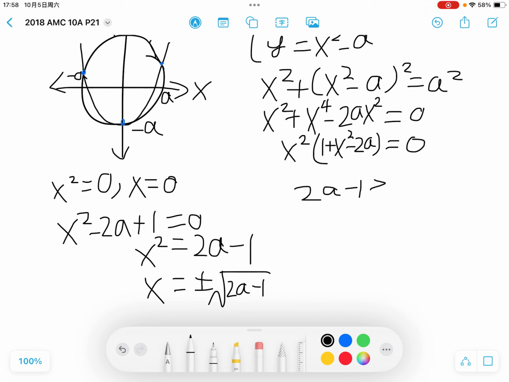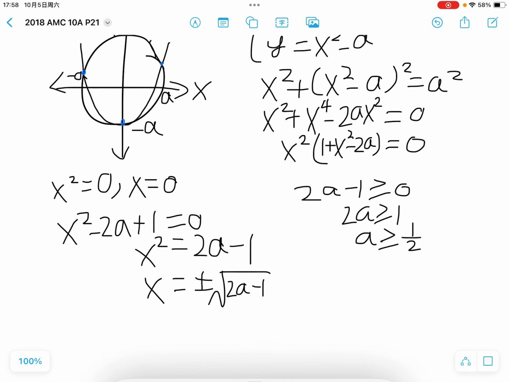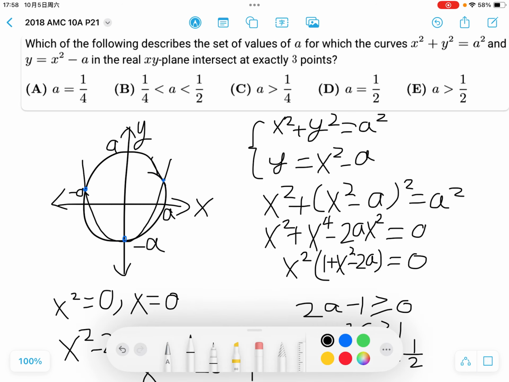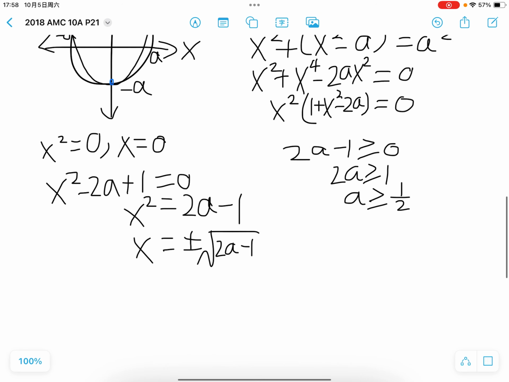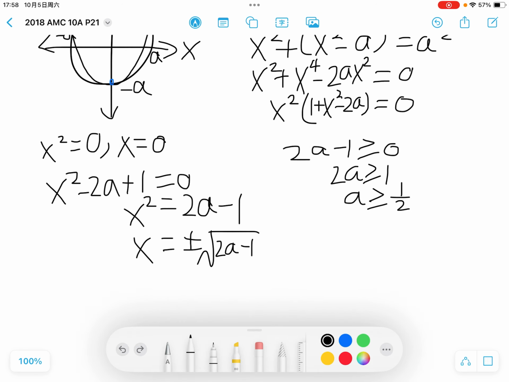So 2a minus 1 is larger or equal to 0. So 2a must be larger or equal to 1, so a is larger or equal to 1/2. So let's look at the options. This is not true. This is not true. This is, well, not true, so it's not strict enough. This might be true. So we have to see which one fits better. Okay, so we already have 3 options out because all these have a in the range where one or more values don't fit this condition.